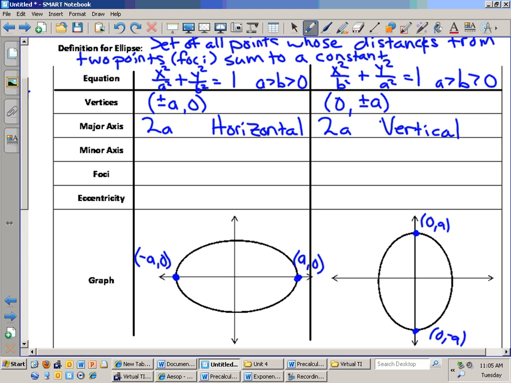Now, the minor axis has endpoints as well. We would call them 0, b and then 0, negative b. So the length of the minor axis is twice the b value. And in this situation, the minor axis is vertical. Again, twice b. In this case, it's horizontal.